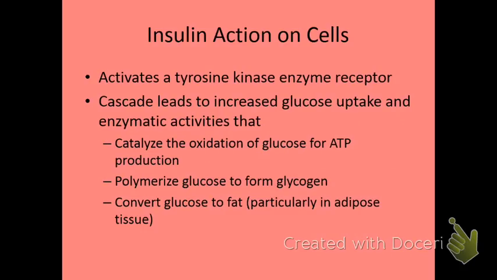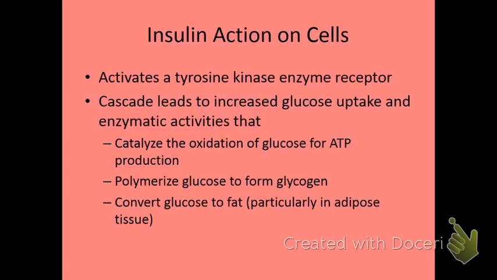Insulin action on the cells, basically we're taking these glucose molecules and we're changing them into a substance that can get across the cell membrane. So it helps with the catalyzation and oxidation of the glucose for ATP production. It helps to take glucose into glycogen, and it also converts the glucose into fat.